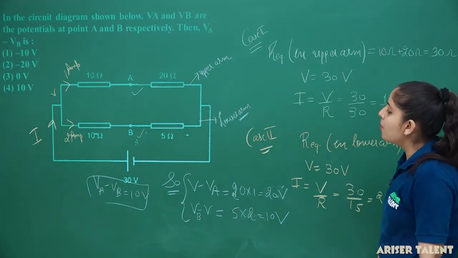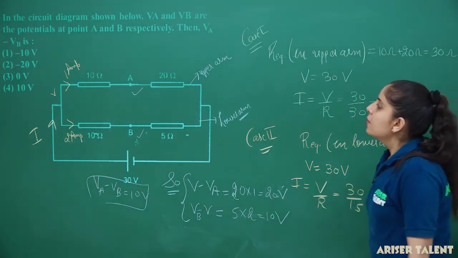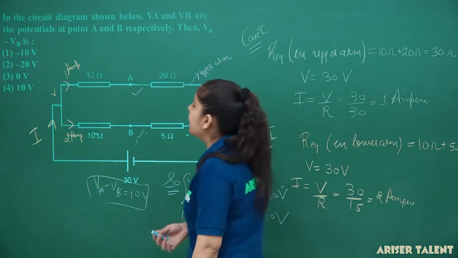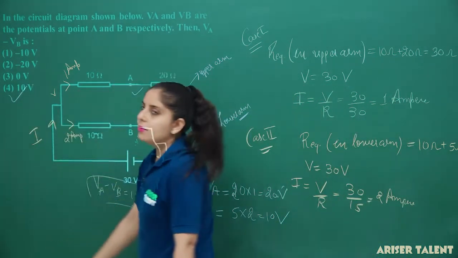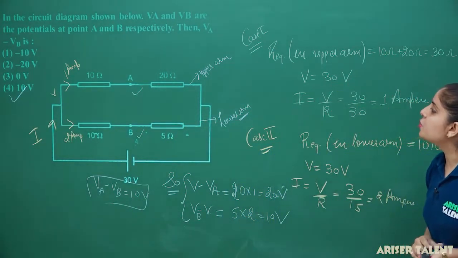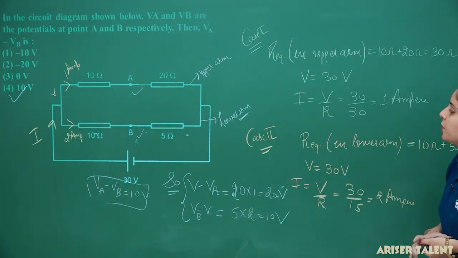So, let us check the options first here. Minus 10 volt, minus 20 volt, 0 volt or 10 volt. So, the correct option will be our 10 volt. So, here the correct answer is 10 volt. So, just copy this solution from here. So, we can proceed to our next question.